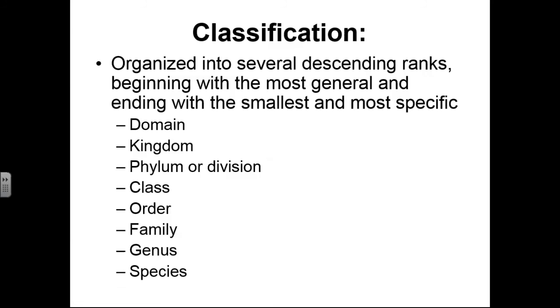The different categories within our taxonomic scheme are going to be large and small, depending on the category. We have the largest categories, known as domains, and then the smallest, or most specific, categories, known as species. We go from largest to smallest: domain, kingdom, phylum, class, order, family, genus, species. And there are a lot of different mnemonic devices that can help you remember this order.